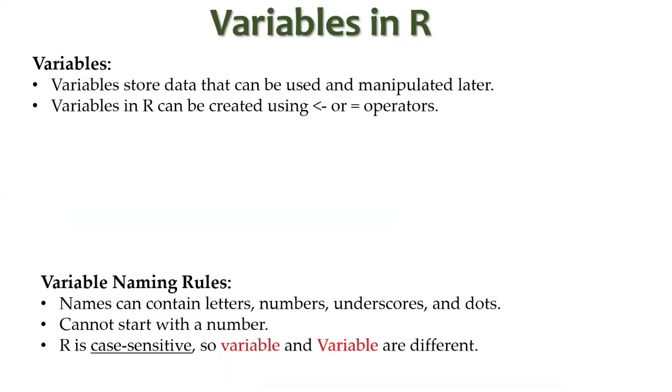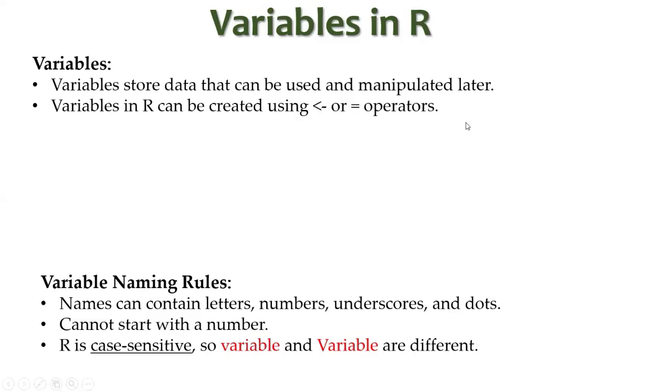So variables in R can be created using the less than sign and then a dash sign, or the equal to operator. Mostly we prefer the less than sign with a dash, or a subtraction sign. That is what we use to create a variable. It is called an assignment operator. So these two items will work, but mostly we prefer this one.